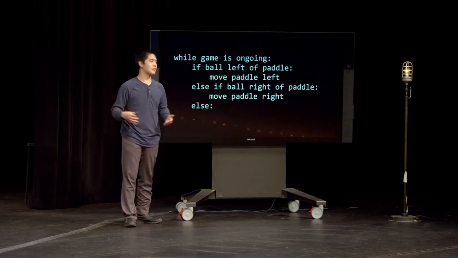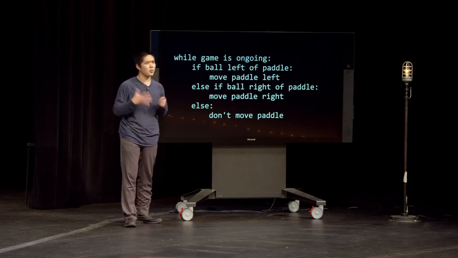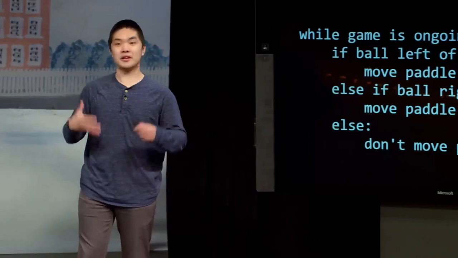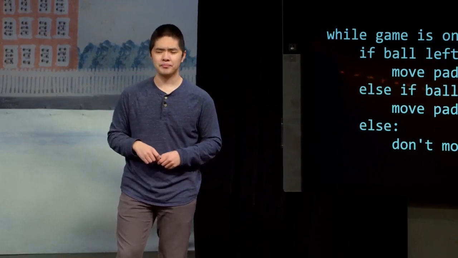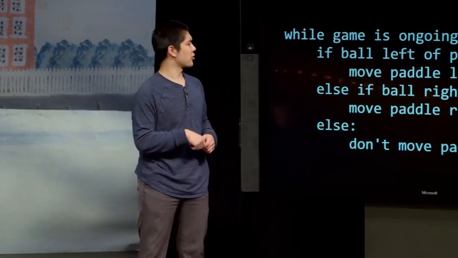And else, if neither of those are true, then don't move the paddle at all. So one of the advantages of this decision tree is that it translates quite nicely to the conditions that you're familiar with from the world of programming. So let's give this a try with something a little more complex.